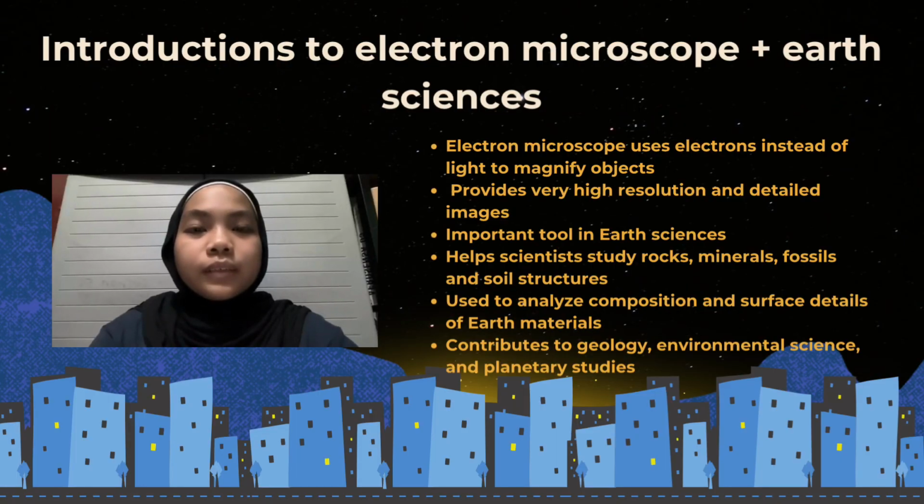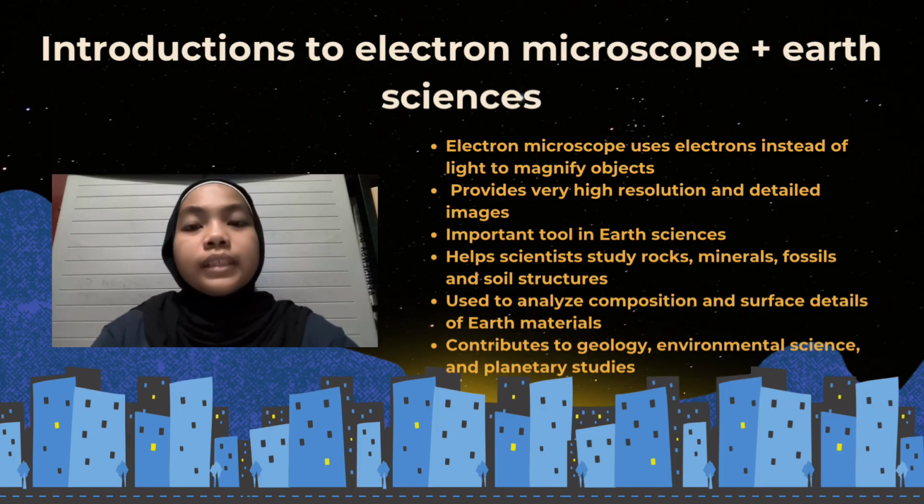Hello everyone. Today I will introduce the electron microscope and its importance in earth sciences. An electron microscope is a scientific instrument that uses electrons instead of light to produce highly magnified images.